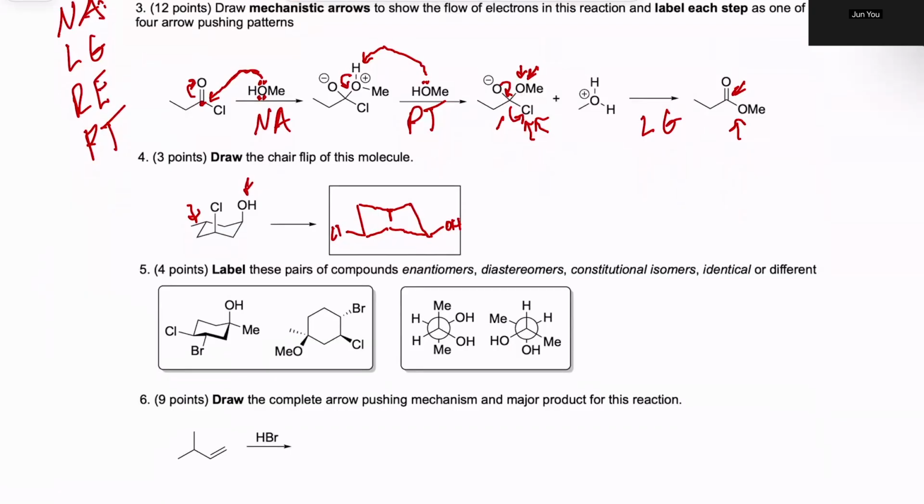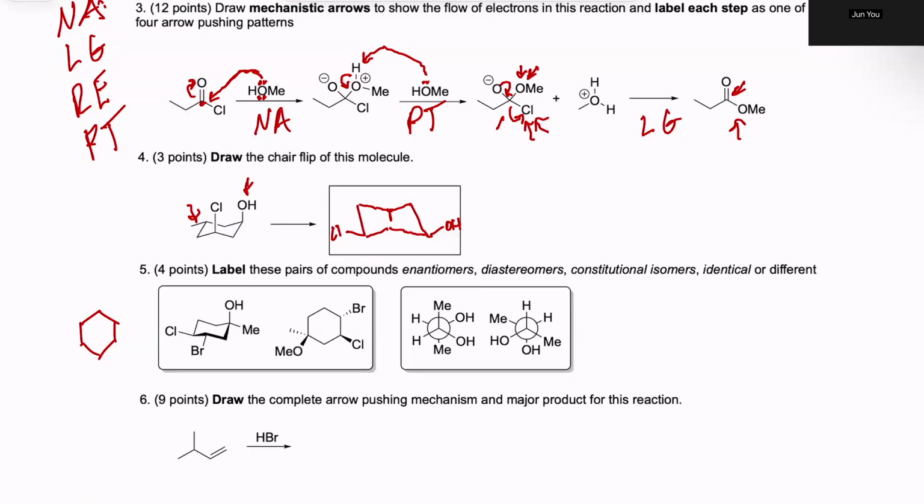Make sense? Chair flips, pretty simple. What's equatorial becomes axial, and what's axial becomes equatorial, and you just shift it over one carbon to the right. Just shift it over one carbon. If it's axial, it becomes equatorial, and if it's equatorial, it becomes axial. But notice that the direction of the substituents doesn't change. If it was up, it's still going to be up. If it's down, it's still going to be down.